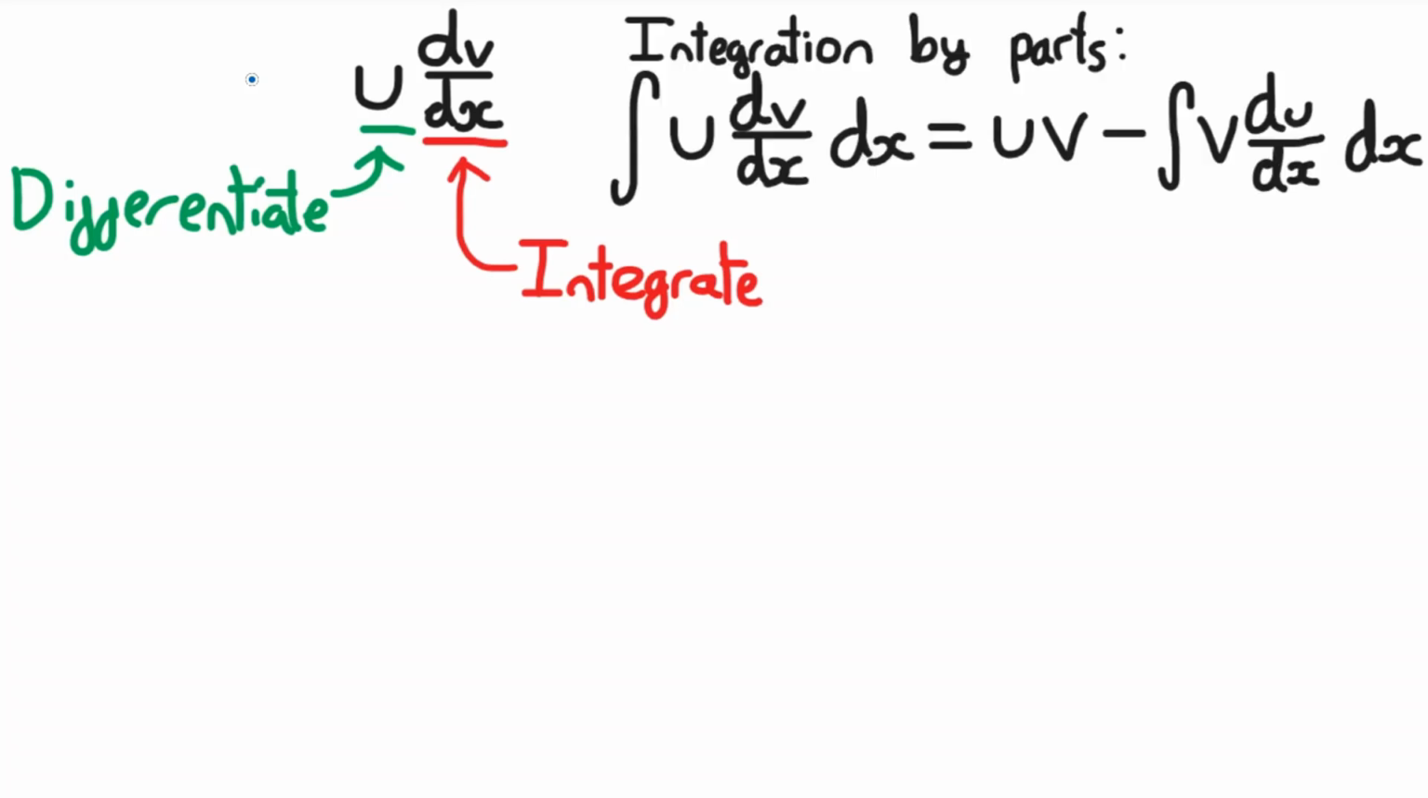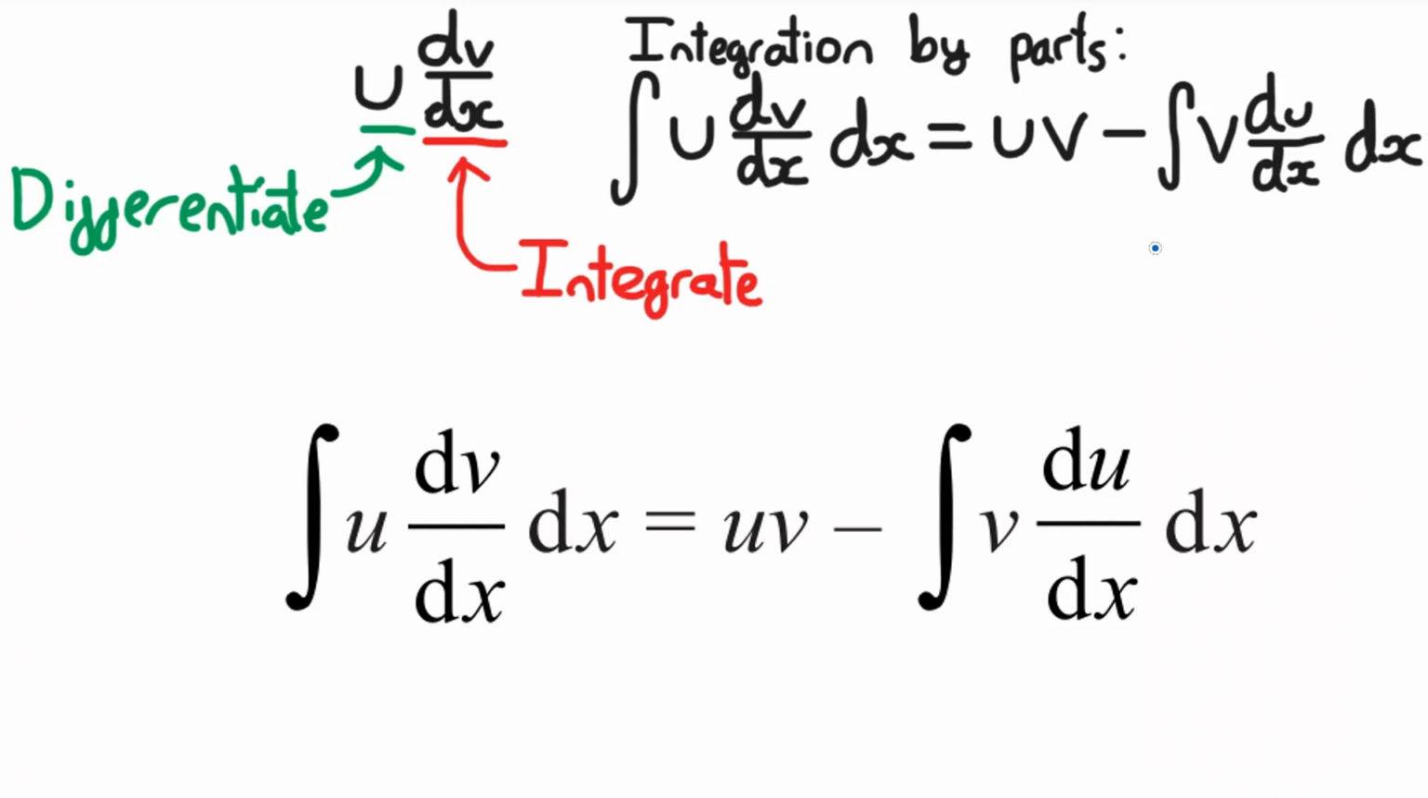And the integration by parts formula is given here. It is the integral of this u dv over dx, which is what we have here, is equal to uv minus the integral of v multiplied by du over dx. This is given to you in the formula booklet, so you have access to it in the exam.